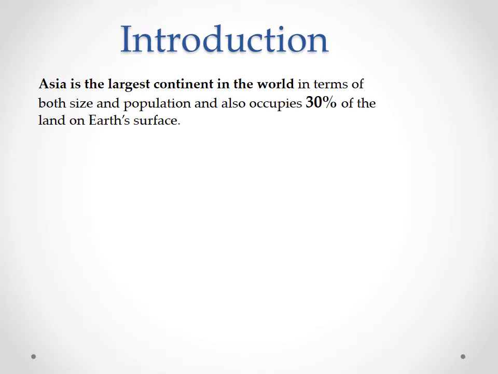Asia is the largest continent in the world in terms of both size and population, and also occupies 30% of the land on Earth's surface. Asia is described as a continent of contrast, physically and culturally, because of its enormous size. Let's see why Asia is described as a continent of contrast.